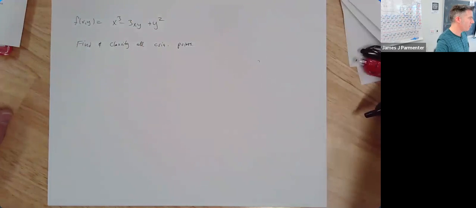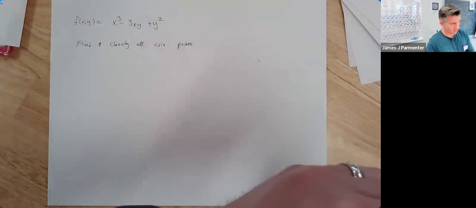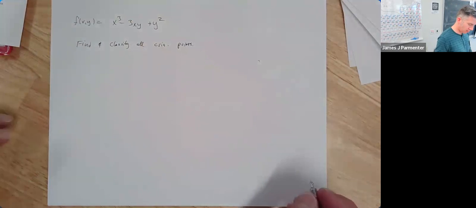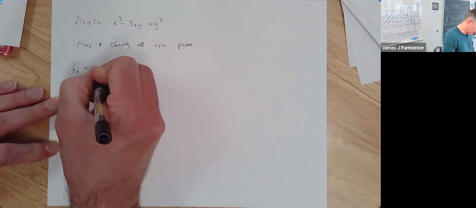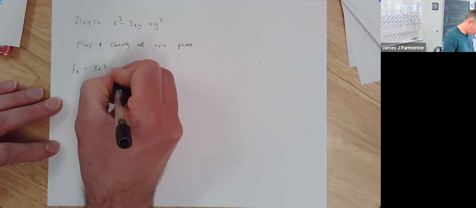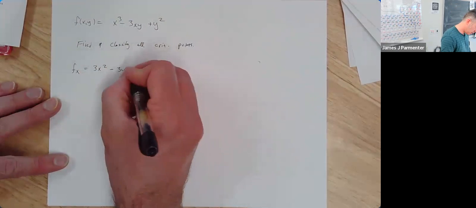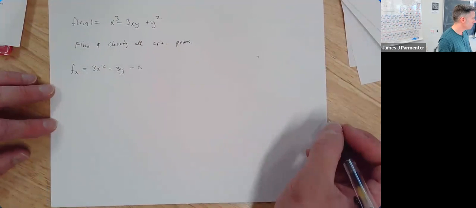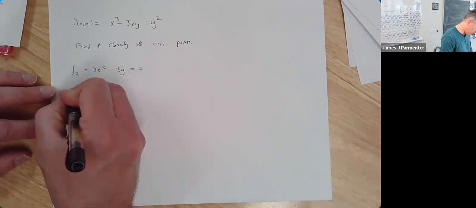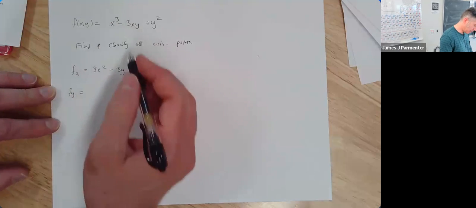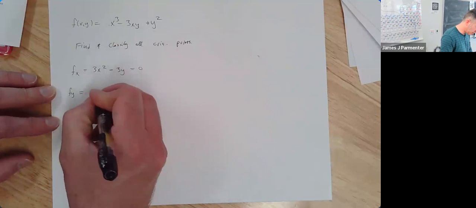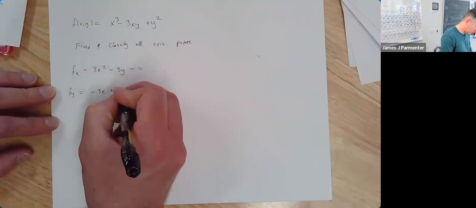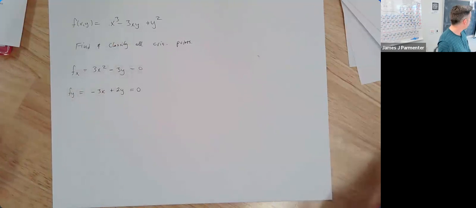We usually don't find all the derivatives at first. Usually we just start off by finding the first partials and setting them equal to 0 and see what we get. So finding the partial with respect to x, we're going to get 3x squared minus 3y equal to 0. And finding fy, we're going to get 0 minus 3x, since 3x is a constant and the derivative of y is 1, so we're going to get minus 3x plus 2y.